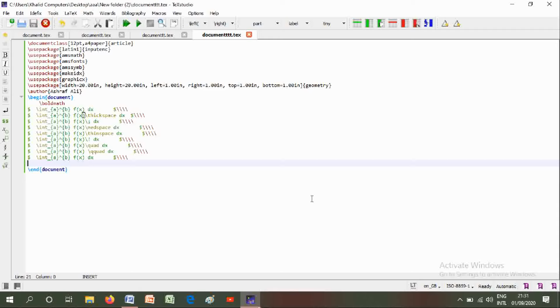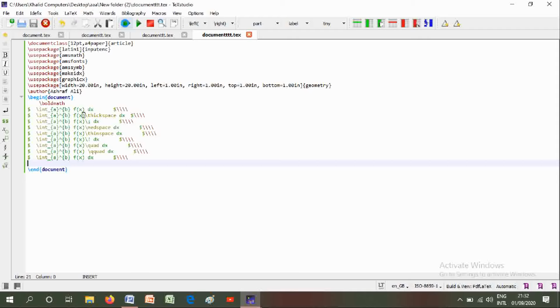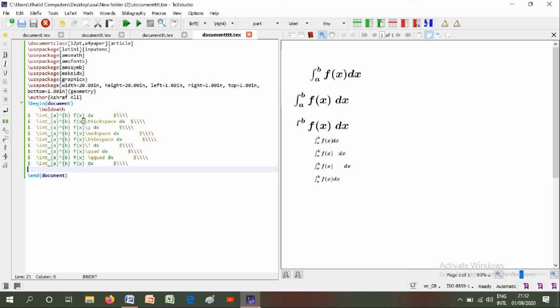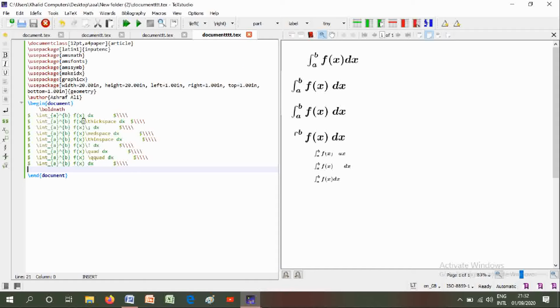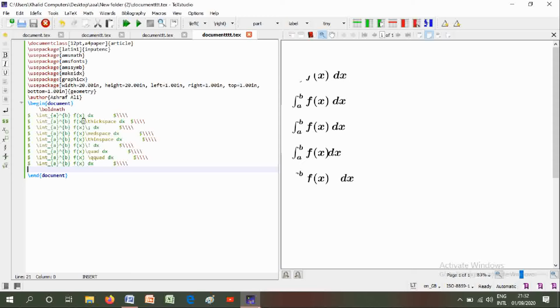Now build and view. Here is the build and view. In the first, I have not used any command. There is no space between f of x and dx. Here there is space between f of x and dx, and similarly below, and similarly also. And this command is the exclamation mark.